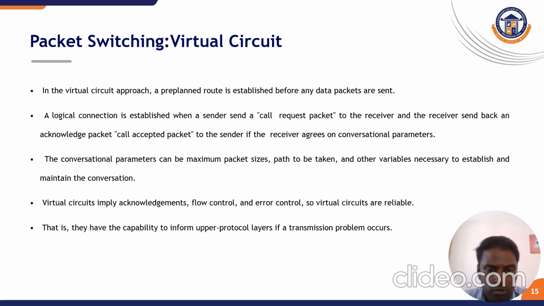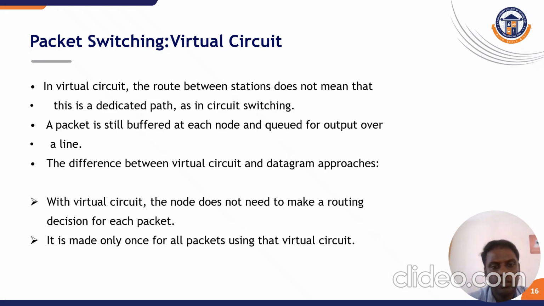Again, we all know that in packet switching we have two types. Packet switching has two concepts: virtual circuit switching and datagram switching. Virtual circuit switching is similar to circuit switching, and datagram switching is similar to message switching. So we are combining these, keeping the advantages and omitting the disadvantages. As we discussed, the packet is still buffered at each node and queued for output over a line.